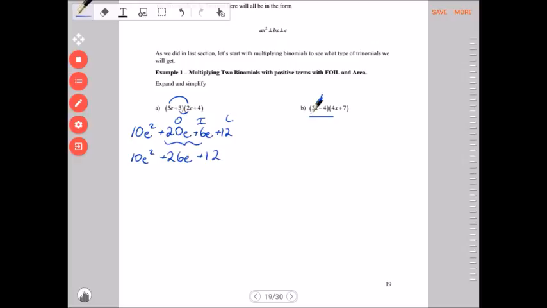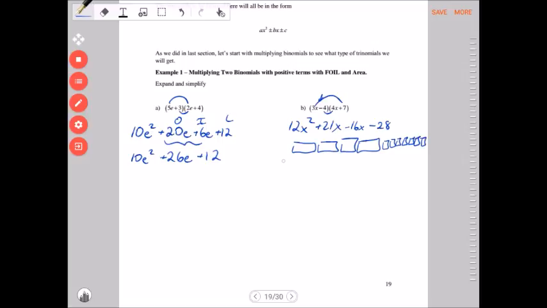Okay, so the next one, 3 times 4 is 12x squared. 3 times 7 is plus 21x, minus 16x, and negative 4 times positive 7 is negative 28. Like I said, we should do the area one for this one too, just so you can see how the positives and the negatives work. So those are rectangles.